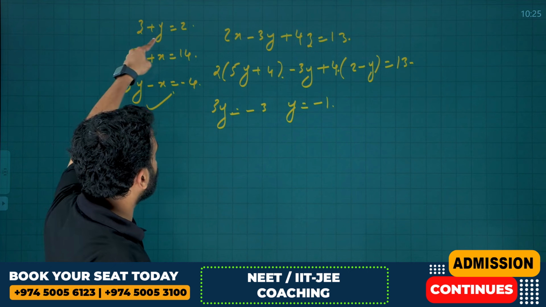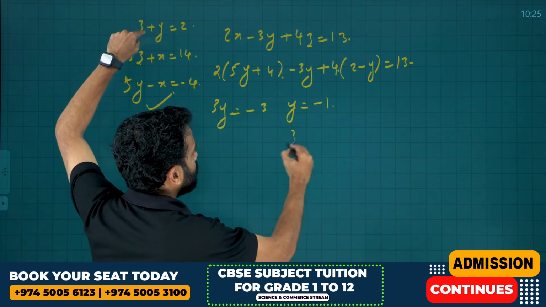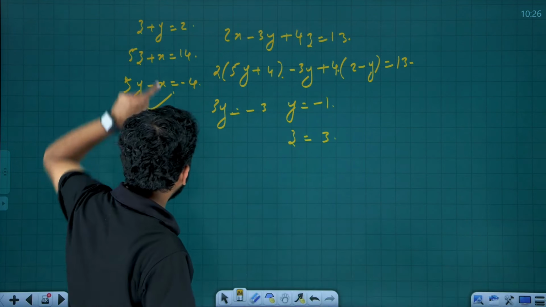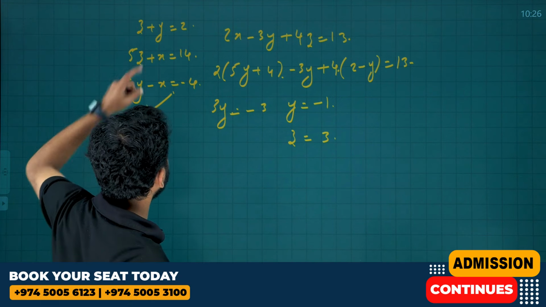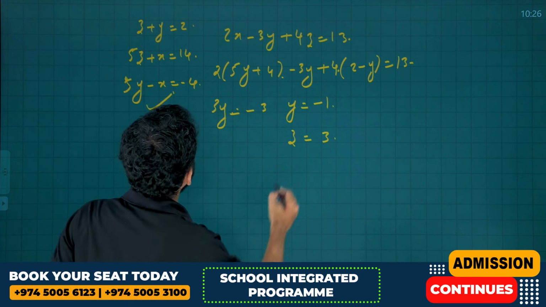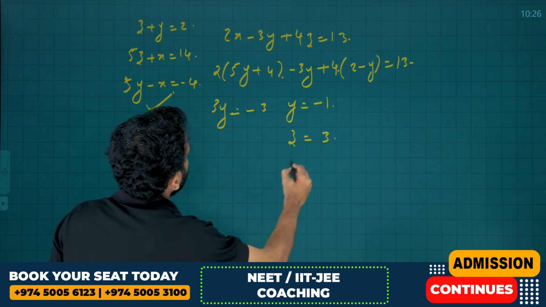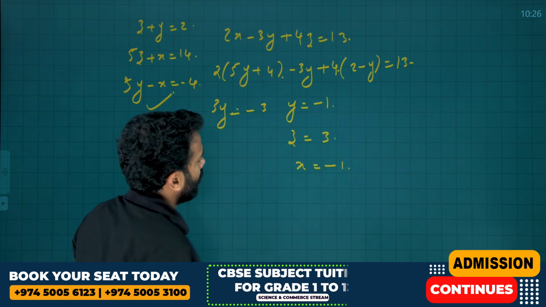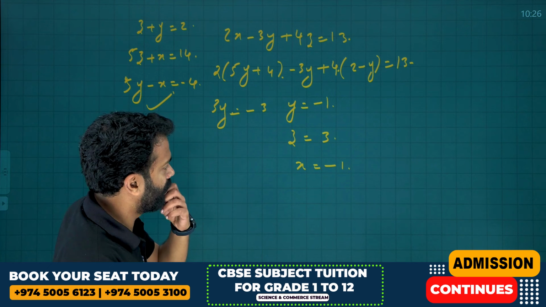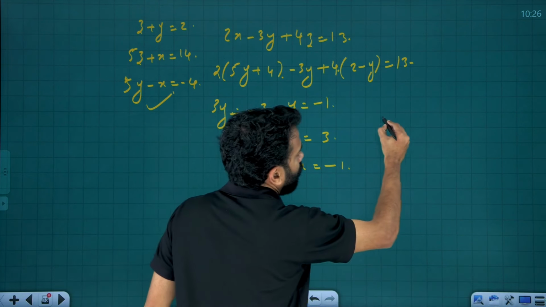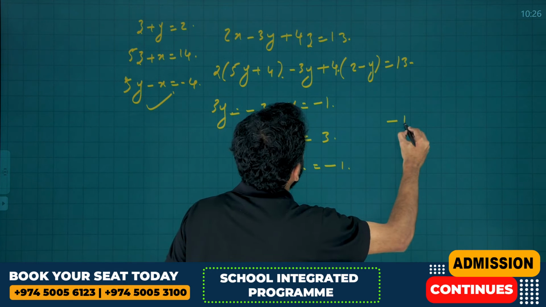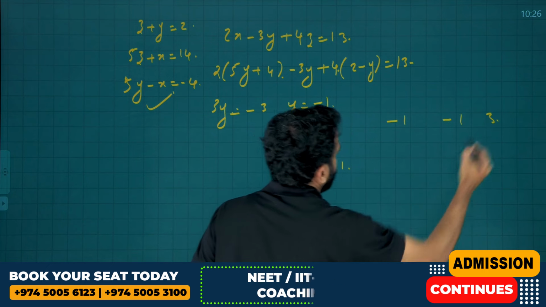And if y is equal to minus 1, from here we will get z is equal to 3. And if z is equal to 3, then x is equal to minus 1. So you got the value of vector c, that is minus 1, minus 1 and 3, that is what vector c is.